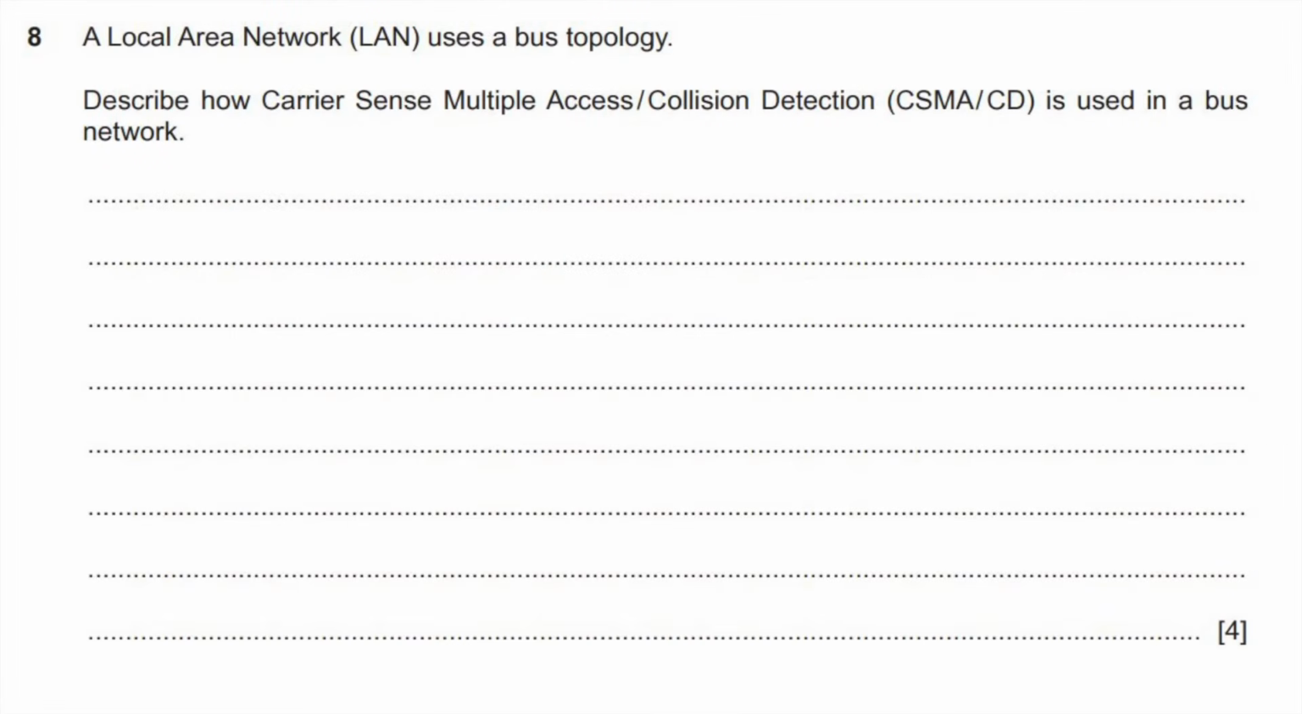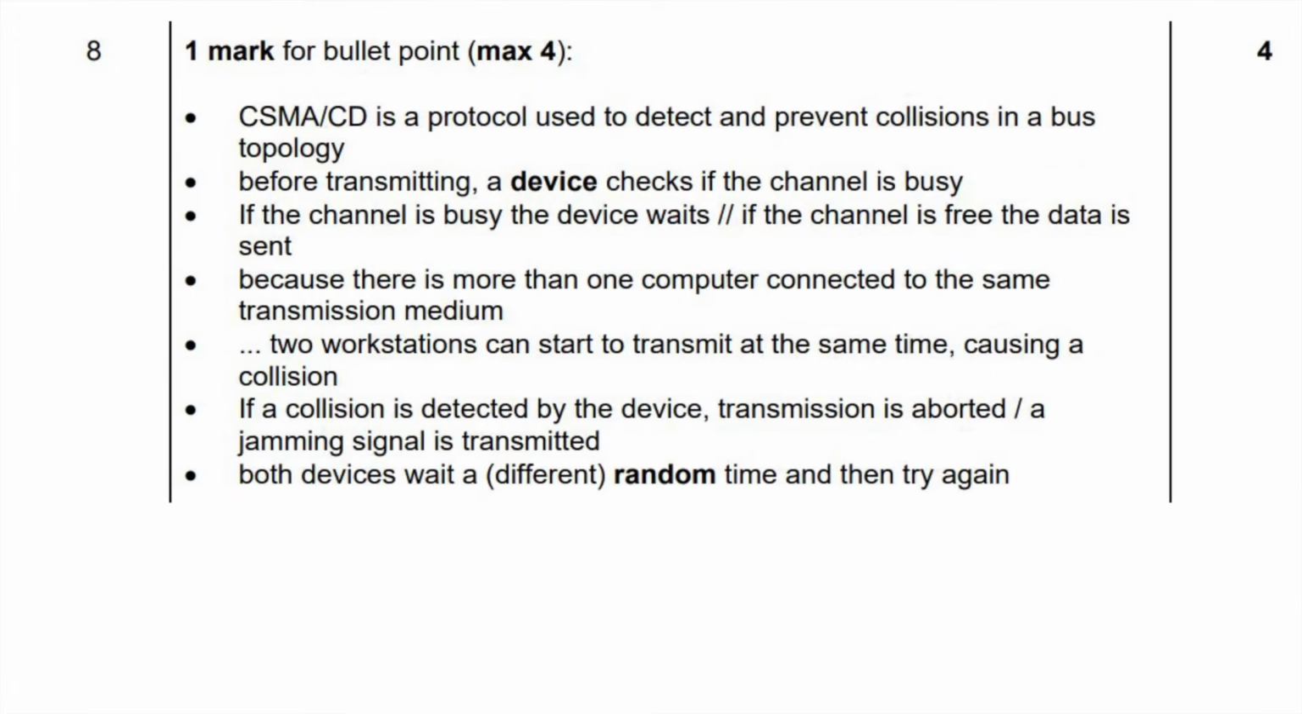Next, a local area network uses a bus topology. Describe how carrier sense multiple access / collision detection is used in a bus network. So you needed 4 points from this. It's a protocol used to detect and prevent collisions. Before transmitting, a device checks if the channel is busy. If it is busy, the device waits, otherwise it sends something.